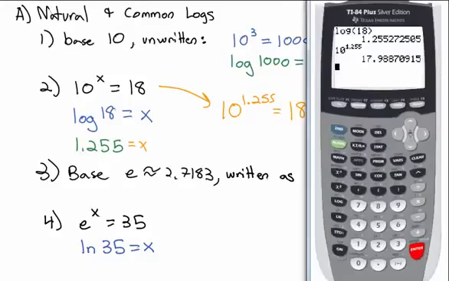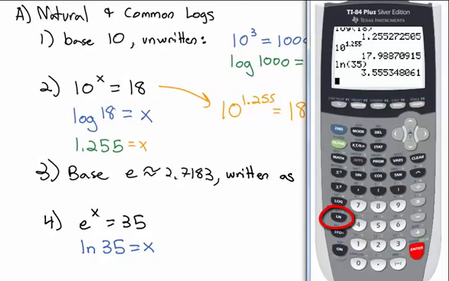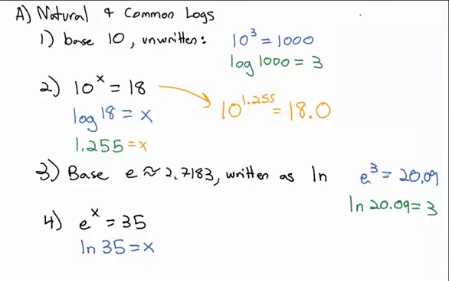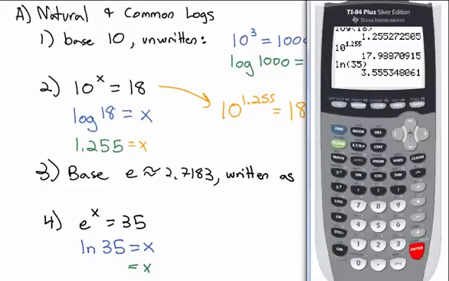And what you may have noticed on your calculator is right next to the number 4, underneath the log base 10 is the natural log button. So we can do a natural log of 35 and find out our x is 3.555.